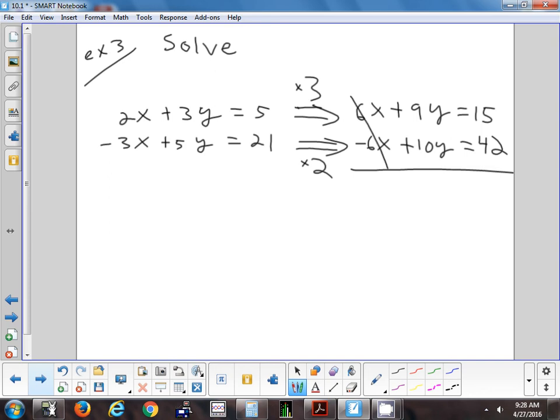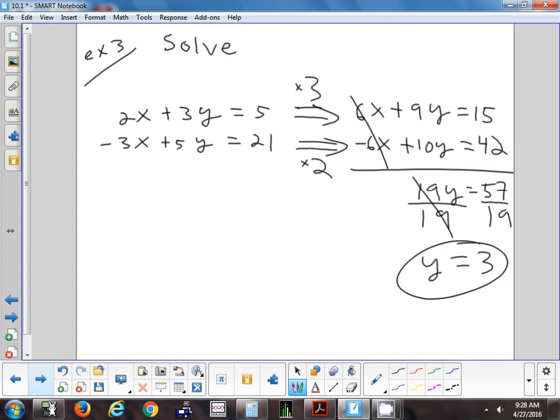How about when you add up the y's? 19y, and 15 plus 42? 57. And last step to get y by itself. Divide by 19. So what is y? 3. Yep.